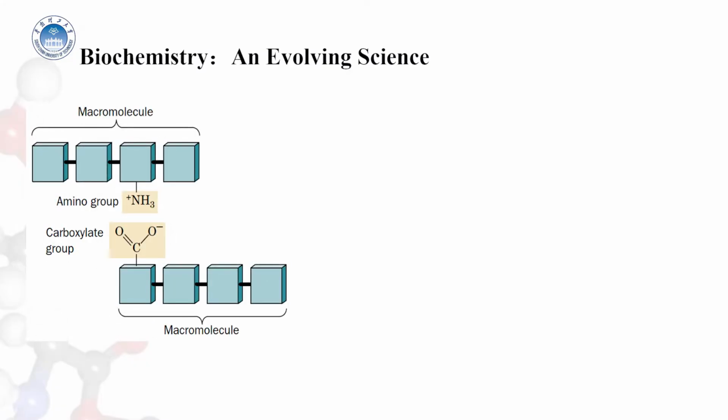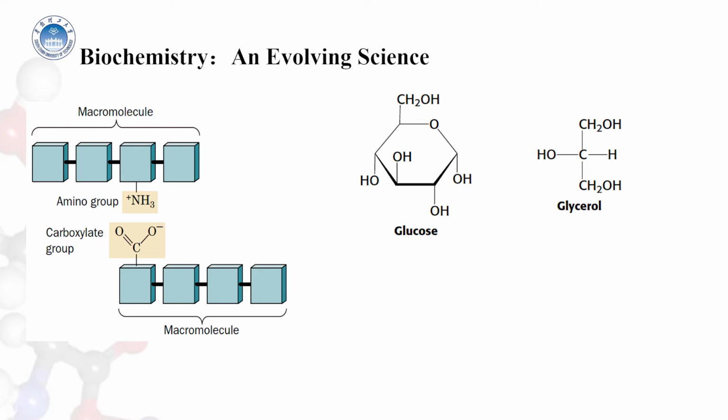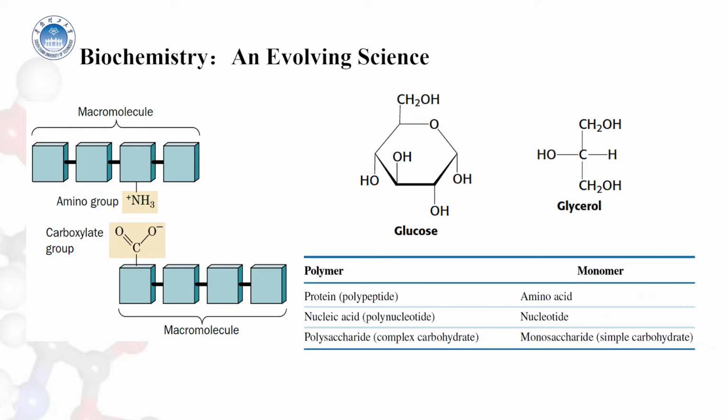Biochemistry actually is an evolving science, as we all know, the study of the chemistry of life processes. These processes entail the interplay of two different classes of molecules: large molecules such as proteins and nucleic acids, referred to as biological macromolecules, and low molecular weight molecules such as glucose and glycerol, referred to as metabolites, that are chemically transformed in biological processes.